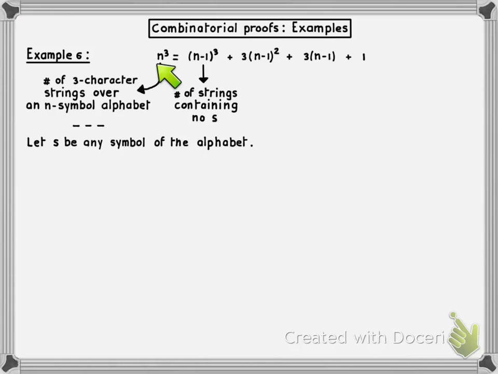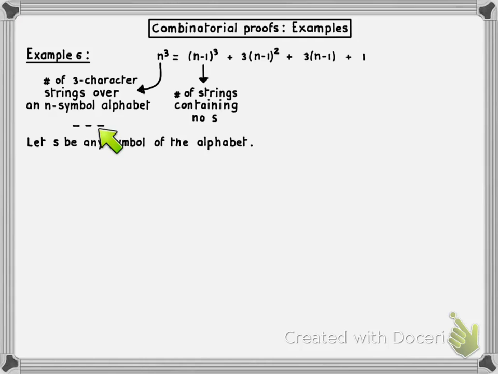Now, of course, these two numbers cannot be equal because here we're counting all of the possible strings of length 3 over the alphabet, where here we're counting all the possible strings of length 3 over the alphabet, except the character S. So for these two numbers to be equal, we must add all the strings that do contain S. So let's say we're counting the strings now that contain exactly one occurrence of the symbol S. Well, this occurrence must appear in one of the three positions. So we have three choices for positioning the character S.